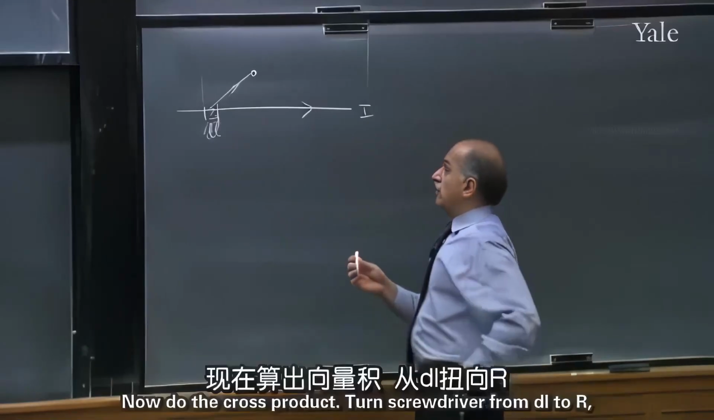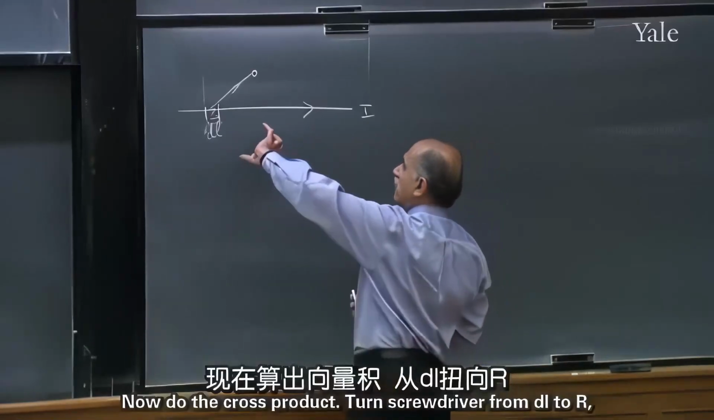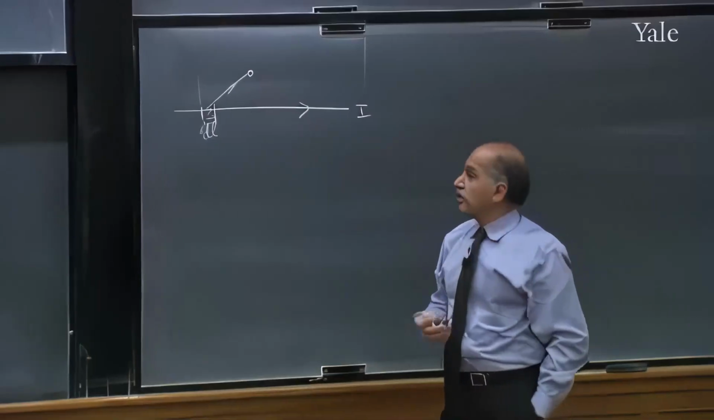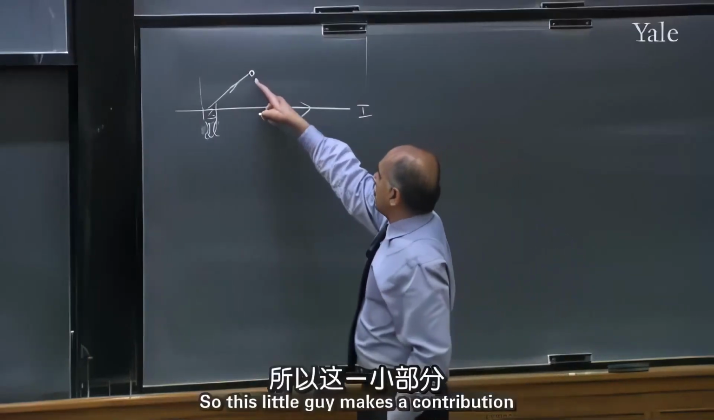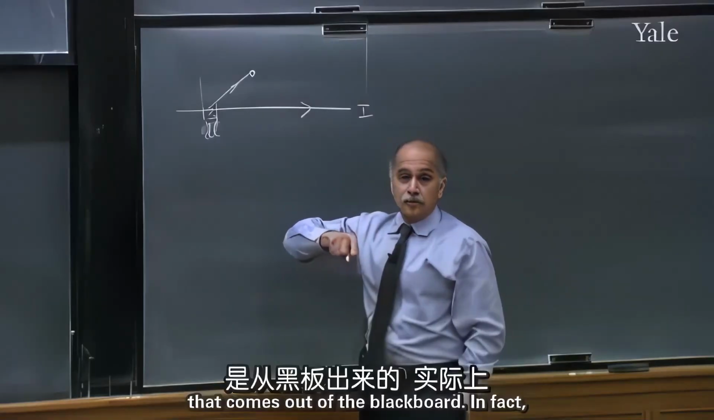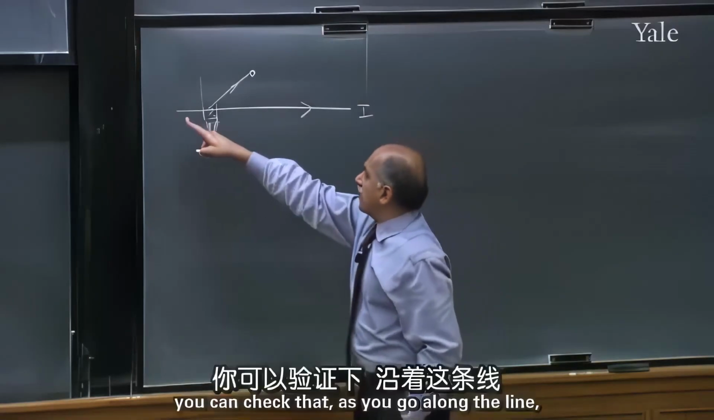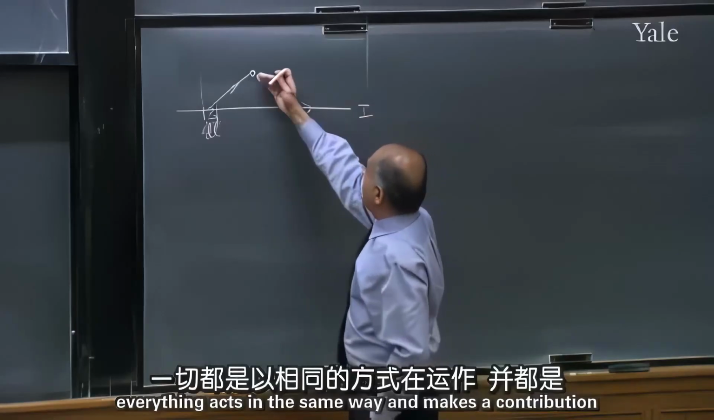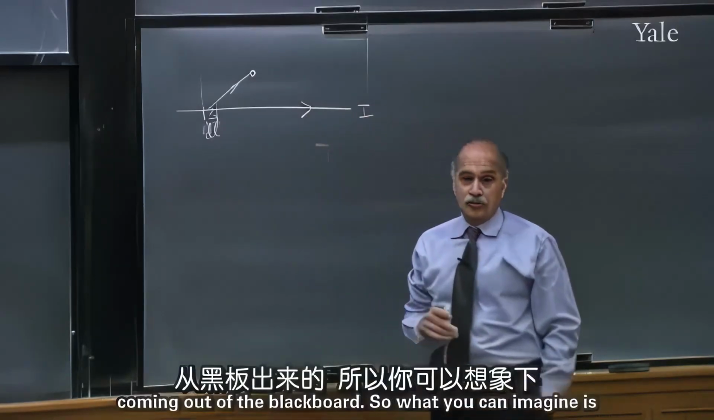Now do the cross product. Turn the screwdriver from dl to r, it comes out of the blackboard. So this little guy makes a contribution that comes out of the blackboard. In fact, you can check that as you go along the line, everything adds in the same way and makes a contribution coming out of the blackboard.